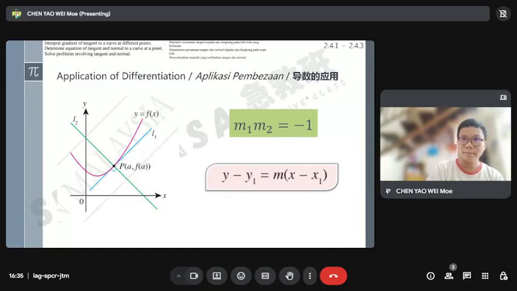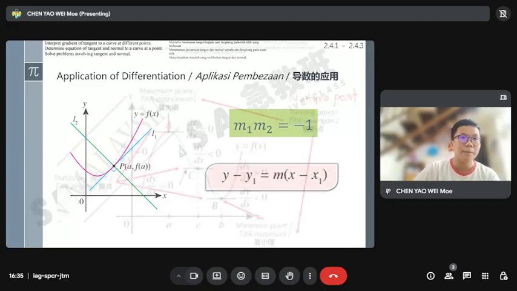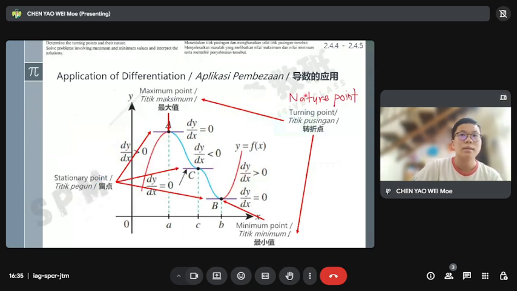But how about a curve like this? Very difficult. Now here, actually this is an image for you. When we want to find something in the graph, either you find the gradient, because gradient is dy over dx. So we see here, all the points that are pointed here, we call turning points. You can also call them nature points.